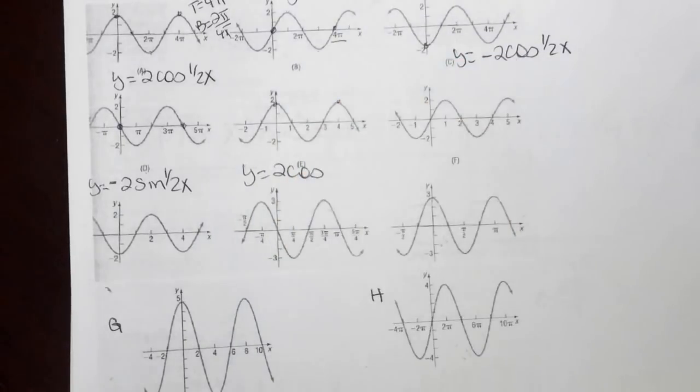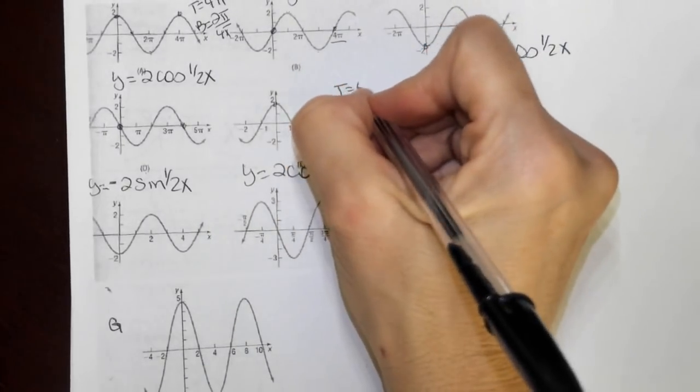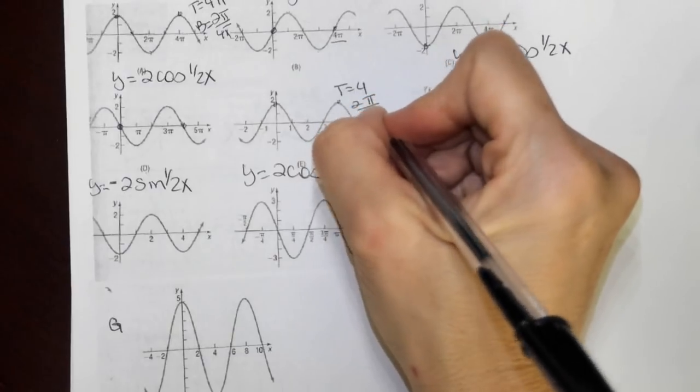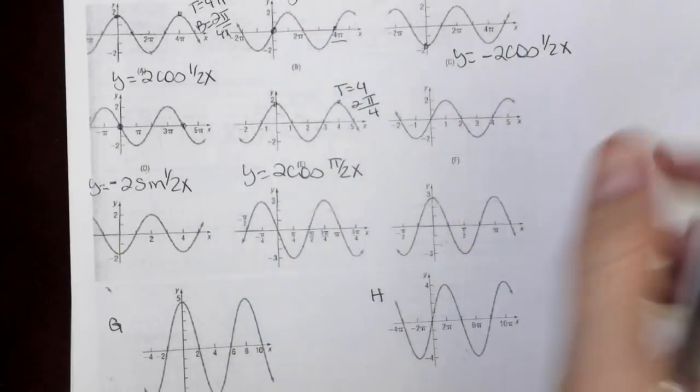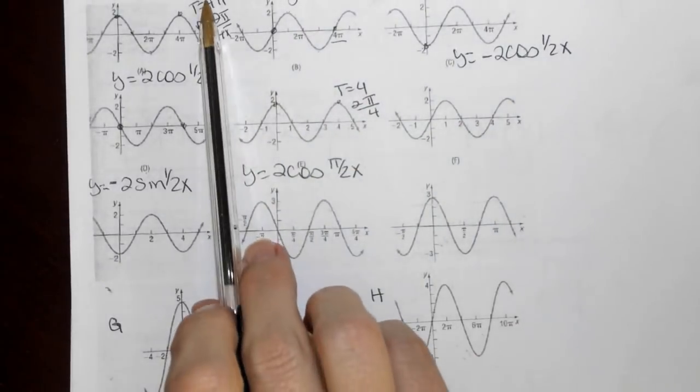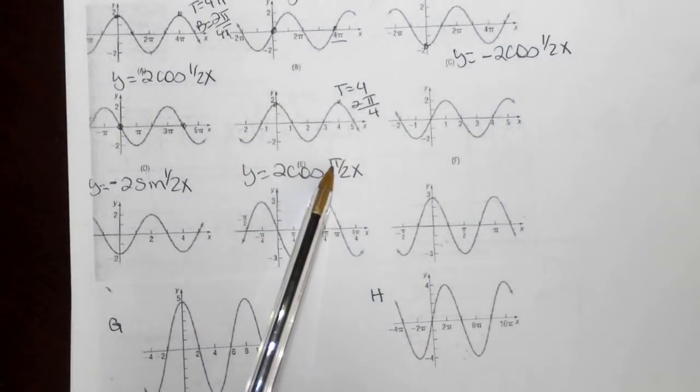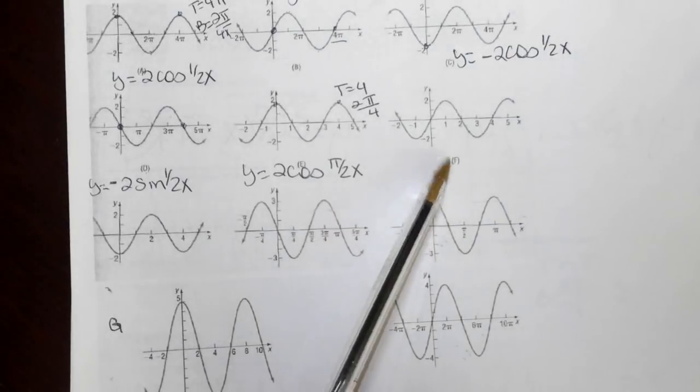Letter E starts at the top, up at +2, so it's a +2 cosine, but I don't end at 4 pi, I end at 4. So this time my period is 4, so 2 pi divided by 4 is going to be pi over 2x. So really the only difference between this period and this one down here is this one had a pi left in it. Let's go look at the next one.